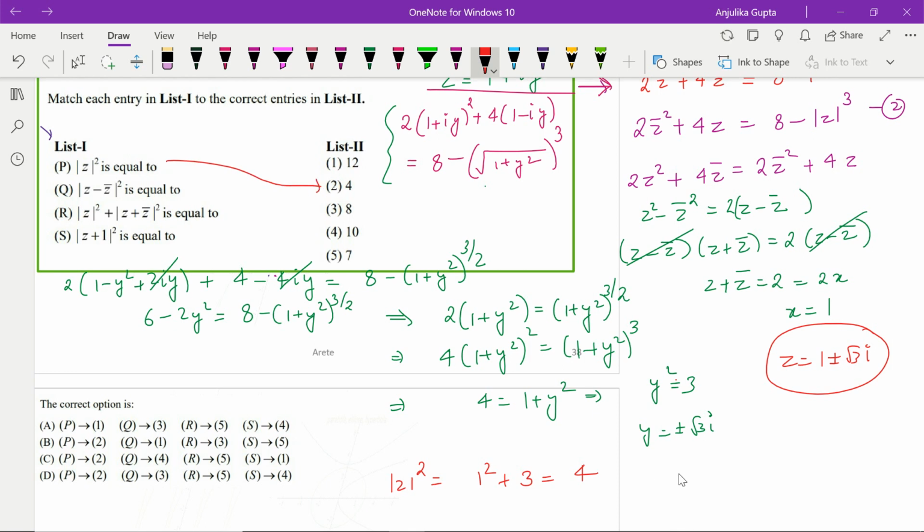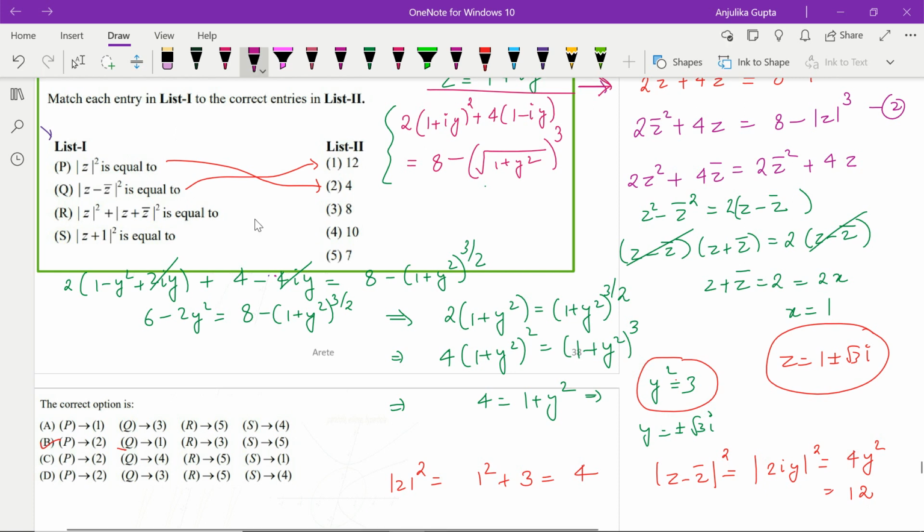Z minus Z bar. You already know what Z minus Z bar is, right? It is 2iy, and its whole square is nothing but minus 4 times y square. And you just now got the y square value to be 3, so you end up getting 12. So that's your next answer. Q matches to 1. So in the options, if you see, in all of them only in the B option does Q match to 1. So B should be your answer. But you can keep going and answer all of them.